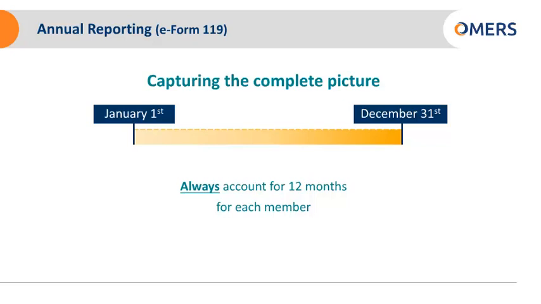Through the eForm 119 reporting process, you are painting a picture of what happened during a calendar year for each of your members. The eForm 119 process is an annual reconciliation to ensure that each member's record is up to date. We have to ensure that we have an accurate representation of the benefits being earned by each member each year, as this is what is used to produce pension reports.